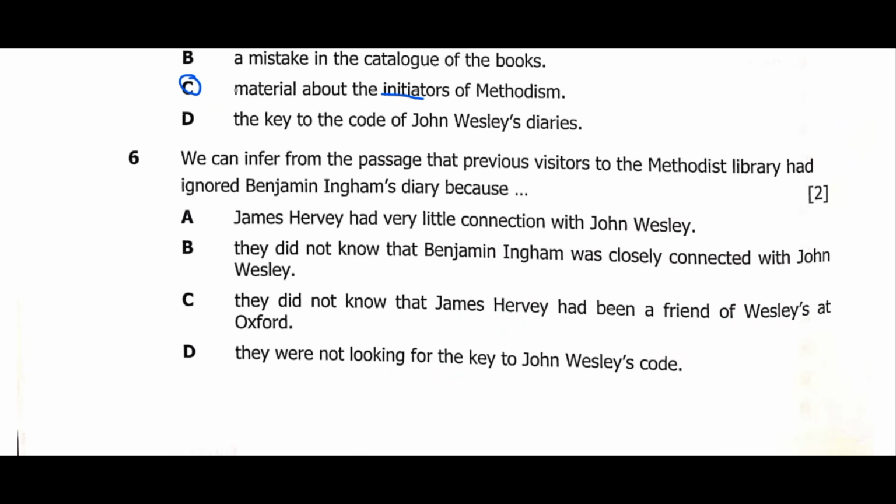6. We can infer. To infer means to conclude. So we can conclude from the passage that the previous visitors to the Methodist library had ignored Benjamin Ingram's diary because: A, James Harvey had very little connection with John Wesley; B, they did not know that Benjamin Hingham was closely connected with John Wesley; C, they did not know that James Harvey had been a friend of Wesley at Oxford; D, they were not looking for the key to John Wesley's code. So here we are just trying to make a conclusion from the passage. So we can conclude they did not know Benjamin Hingham was closely connected.